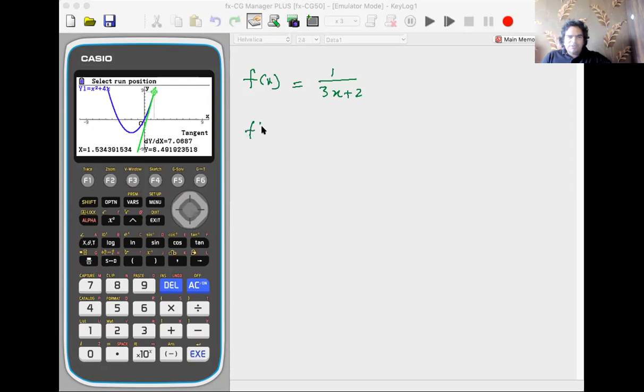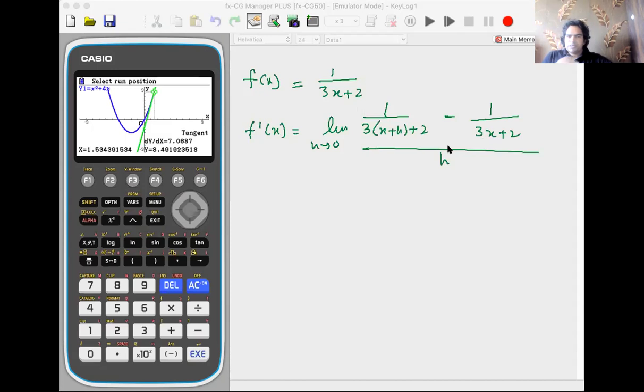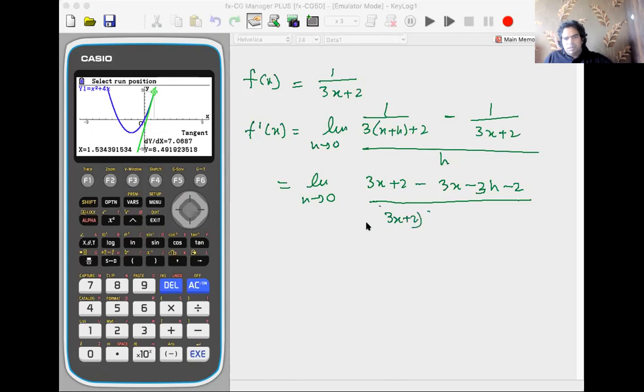Now, when you find the derivative expression, f dash x, it'll be the limit as h tends to 0 of f of x plus h, which will be 1 over 3 times x plus h plus 2, that's your f of x plus h, minus f of x, which is 1 over 3x plus 2, divided by h. Now, the only thing you have to do is simplify. So if I do that, limit h tending to 0, take the LCM: 3x plus 2 minus 3x minus 3h minus 2, over 3x plus 2 and 3x plus 3h plus 2.